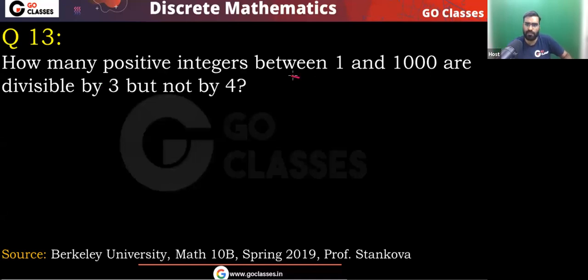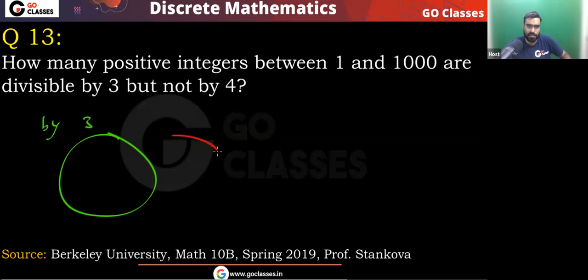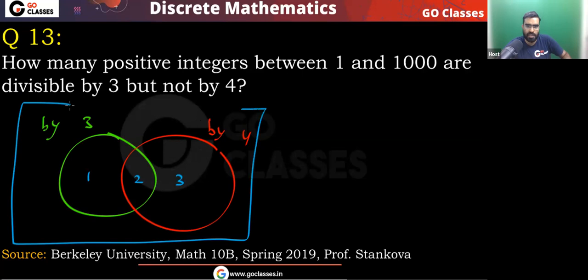How many integers between 1 to 1000 are divisible by 3 but not by 4? So how to do that? Let's assume these are divisible by 3, and let's assume these are divisible by 4. Let's call the areas area 1, area 2, area 3, and let me call them X, Y, Z, M. So which area do you want?